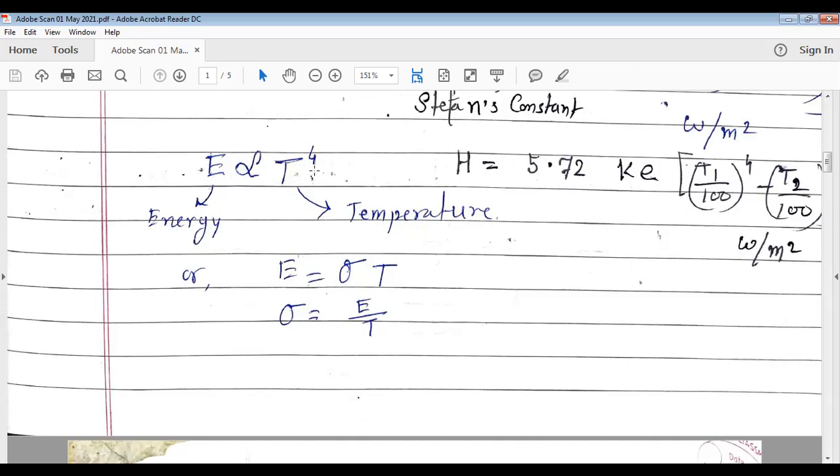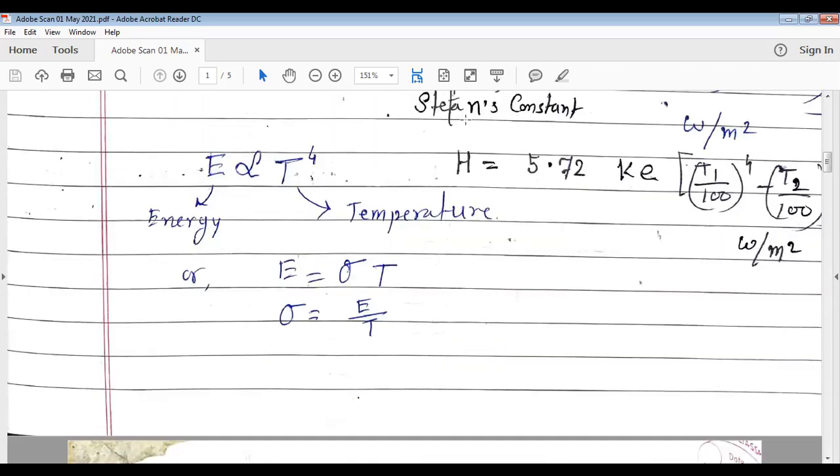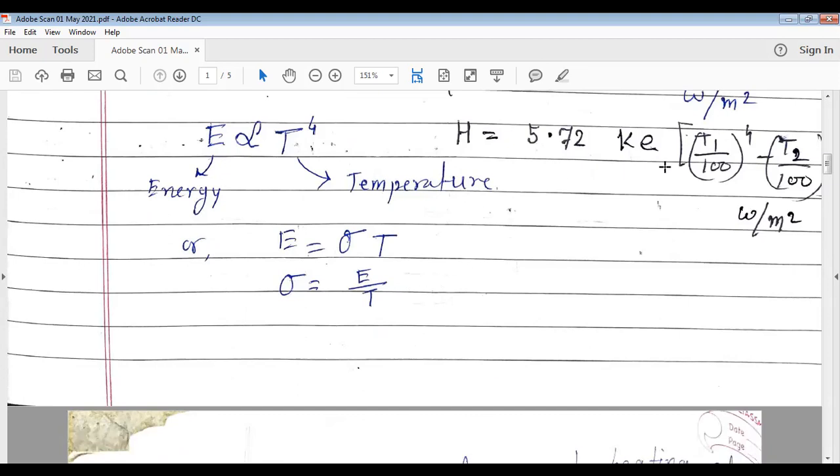If temperature is increased to the power 4, then energy will change. You can say if 1 unit of energy is changed, then temperature will change by T to the power 4 units. So we can say E is sigma into T to the power 4, where sigma is a constant. So sigma equals E by T to the power 4. This is our working formula. Actually, the main working formula is this one, H, whenever we are going for the numerical application.